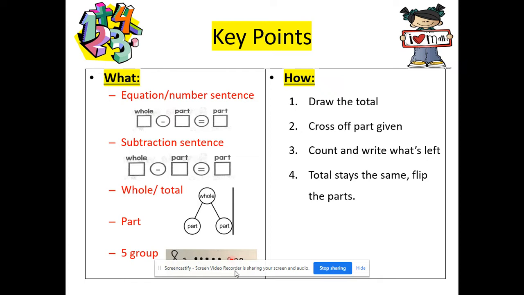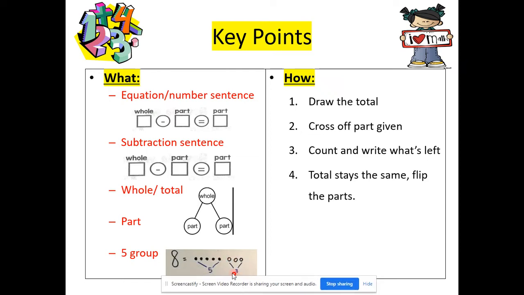What do we need to know to be successful? Well, very similar to yesterday's, we need to know what an equation is, or a number sentence. Remember, a number sentence is made up of a whole and two parts. Then we also need to know how to write a subtraction sentence. Remember that in a subtraction sentence, you start with the whole number, and then you take away a part and it gives you another part. So it's whole minus part equals part.